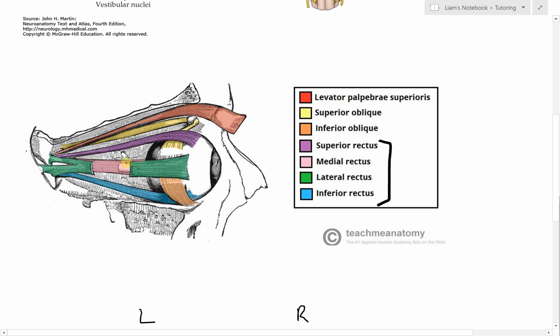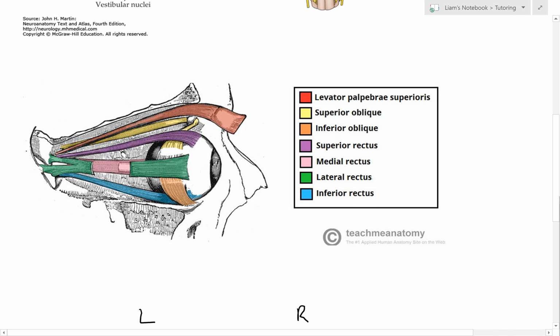Medial rectus is this one here. It comes in and attaches on the opposite side, close to the nose. When that contracts, it pulls the eyeball towards the nose. We call that adduction, twisting the eyeball back in towards the nose. The lateral rectus is responsible for the opposite movement, abduction, moving your eyeball out away from the midline. And inferior rectus is involved in pulling the eyeball down.